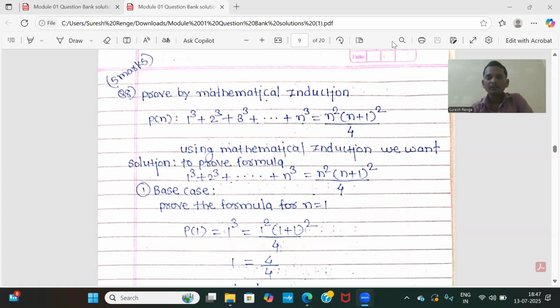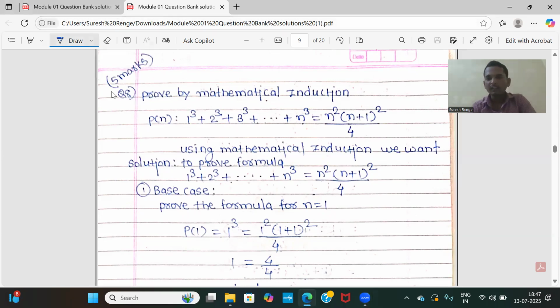We are running the series Exam Decoder. In this Exam Decoder, we are discussing the 5 marks questions, means those questions which have the 5 mark weightage. In today's lecture, we are discussing 2 questions that have a weightage of 5 marks. Let us start to discuss the first question.